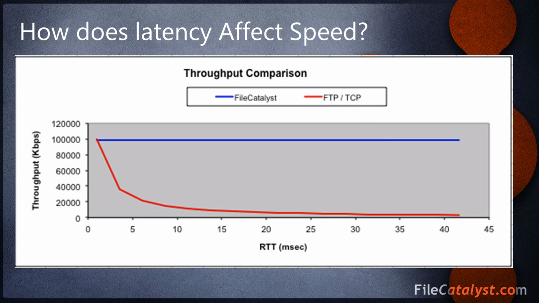This chart on the screen now shows how latency affects FileCatalyst and TCP, and the differences between them. As you can see, as soon as round trip time, or RTT, increases, even slightly, the throughput drastically drops when using FTP, and it just continues to get worse. But as you can see when using the FileCatalyst UDP-based protocol, the speed remains no matter how much RTT is on the line, so you can always transfer at your maximum speed.